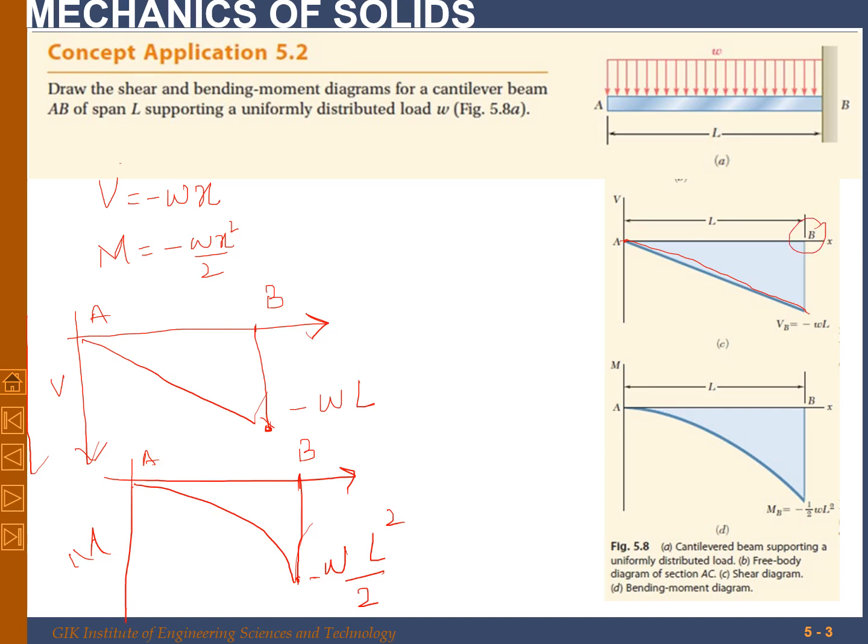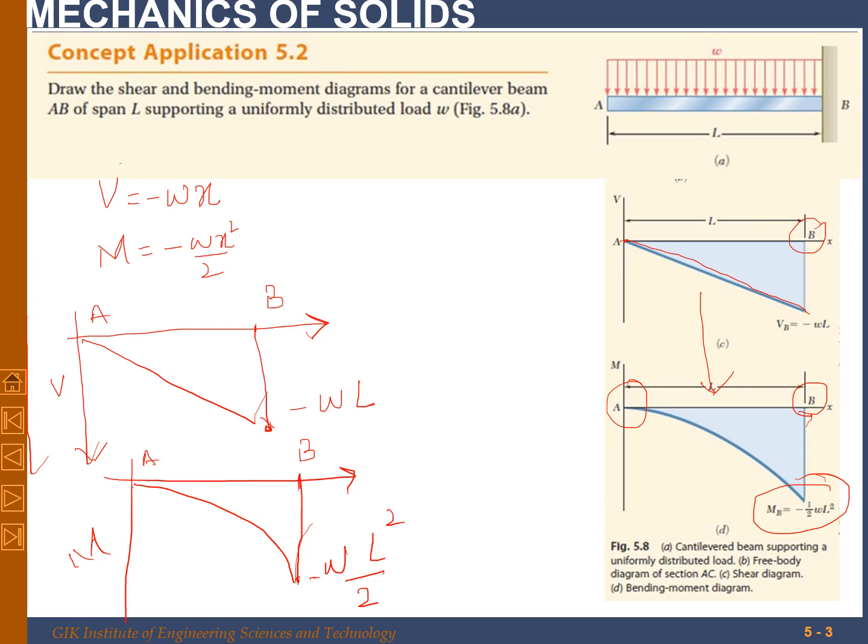And similarly, the bending moment will again be maximum at B, and the value will be 1/2 WL squared, and it will be 0 at A. Now, if you compare both the shear force and bending moment diagrams, the bending moment distribution will always be one order higher than the shear force.